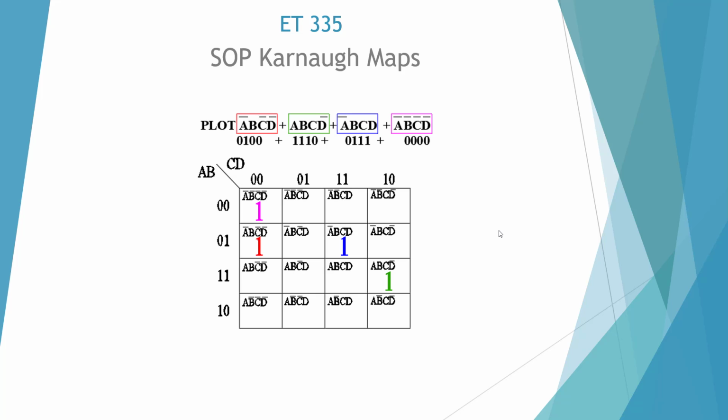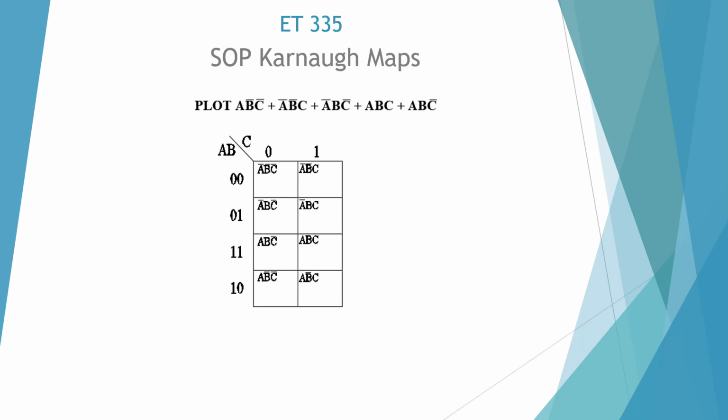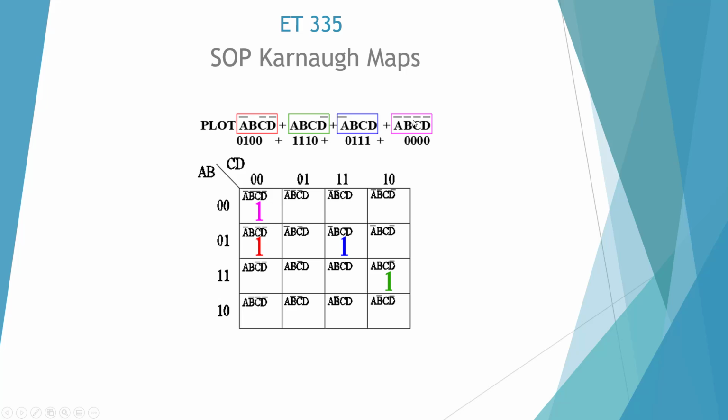Here we have our answer, and it looks correct. So we got 1, 0, 0, 1 here in red. Green is 1, 1, 1, 0. Oops. And we've got 0, 0, 0, 0, and our blue would be 0, 1, 1, 1. Looks good.